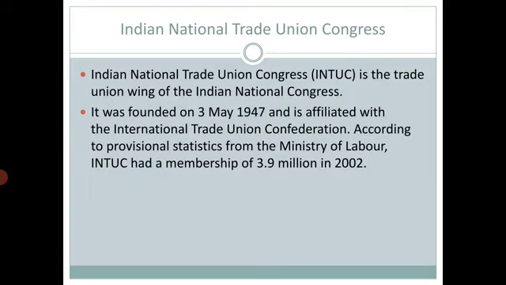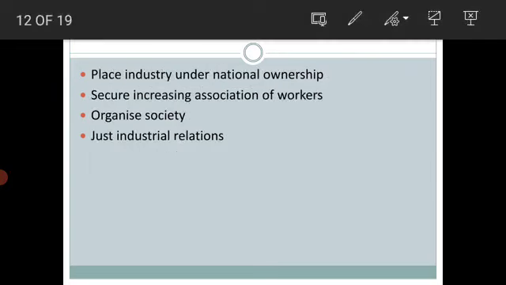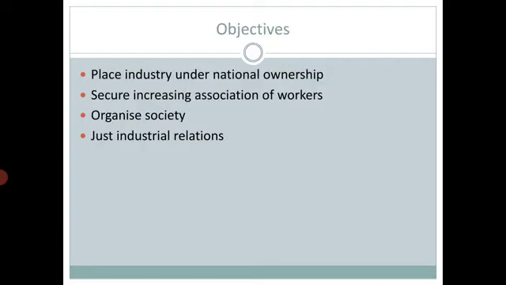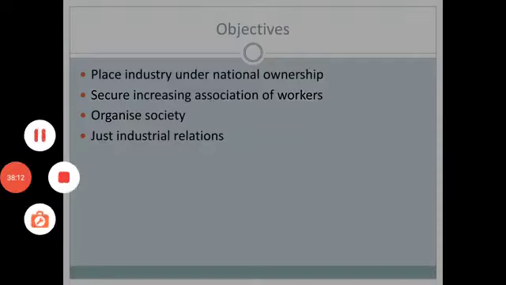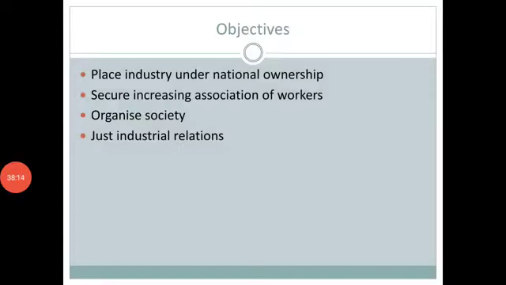Then to establish just industrial relations, okay, means what, just industrial relations means sound industrial relations, okay, means no issues should be there between employer and employee, which can harm the harmony of the organization, the harmony of the industry, is it?